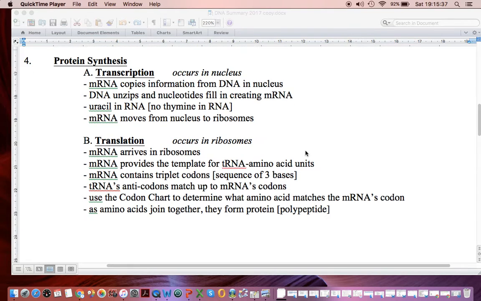Then, when you get the messenger RNA getting to the ribosome, translation can occur. The messenger RNA will feed through the ribosome, and the messenger RNA contains triplet codons, a sequence of 3 letters that are going to code for a certain amino acid. The complementary match found on the anticodons of the transfer RNA will then come in and attach to the messenger RNA's codons. Attached at the other end of the transfer RNA is an amino acid. And you use the codons chart to determine what amino acid we are getting from the messenger RNA.